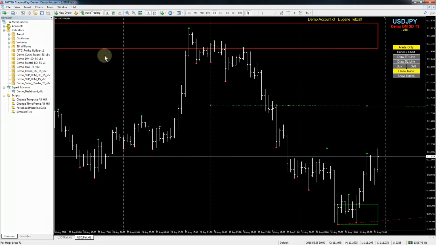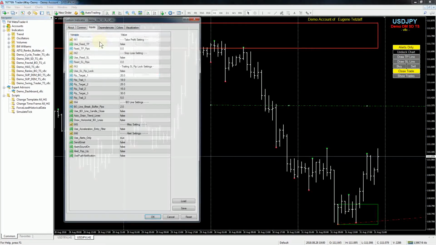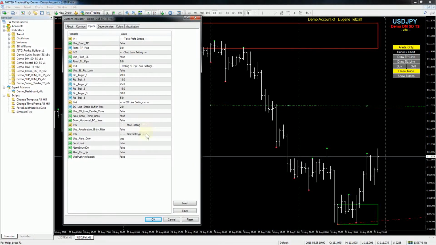Now, if we want to, we can draw horizontal lines. So say if you're just going to be doing horizontal stuff, you don't want trend lines going up or down, whatever, moving around like that, you can do horizontal lines.